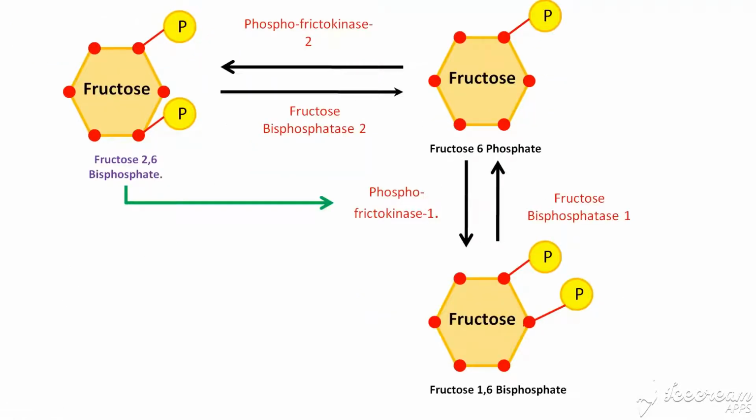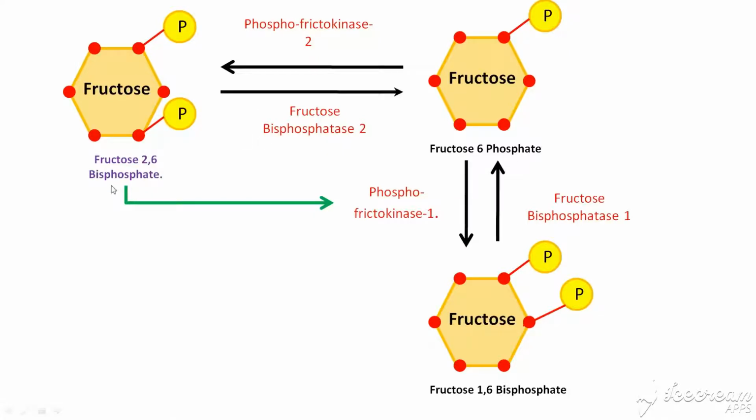Okay, so now we're going to talk about how fructose 2,6-bisphosphate influences the process of glycolysis. Okay, so in the previous slide, we talked about how fructose 6-phosphate is converted to fructose 1,6-bisphosphate by the enzyme phosphofructokinase 1. Now, this is a reaction in glycolysis. Now, the reverse step, which is the conversion of fructose 1,6-bisphosphate to fructose 6-phosphate, is catalyzed by the enzyme fructose bisphosphatase 1. Now, this is a reaction in gluconeogenesis. Now, both of these reactions are going to be the rate-limiting steps in both glycolysis and gluconeogenesis.